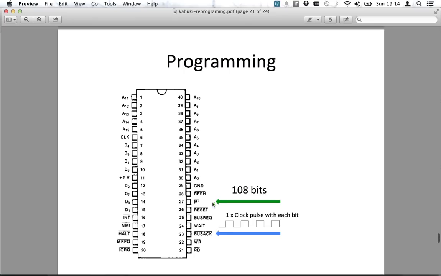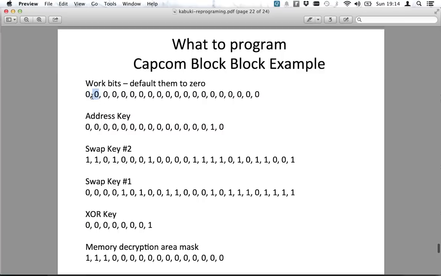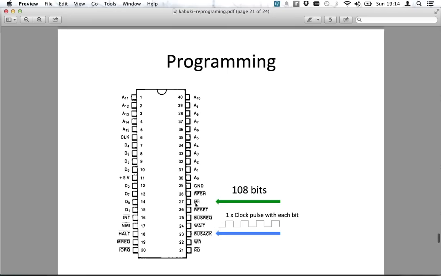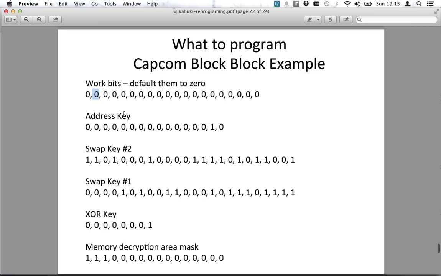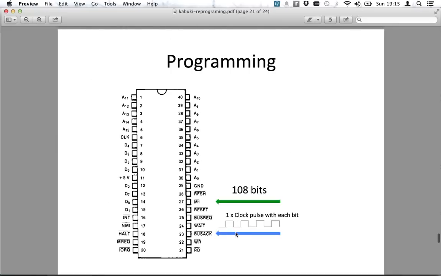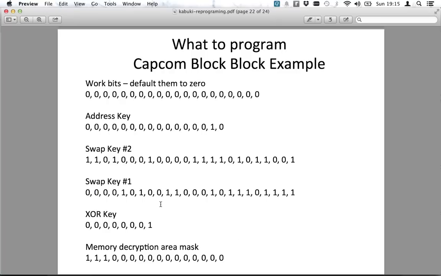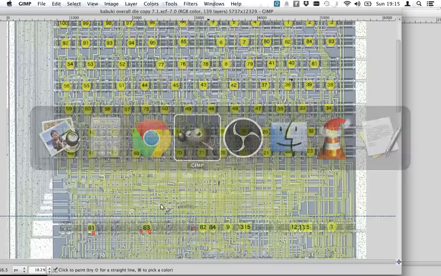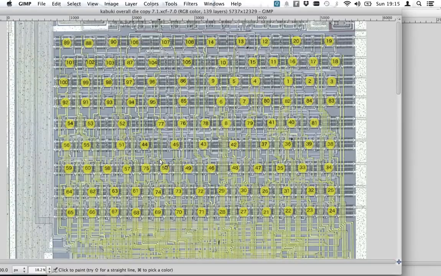So you need to do it in this format. And with every bit that you input, as we did before, you need to do a clock pulse. So you put a zero to begin with, and you do a clock pulse on bus acknowledge. Then another zero, meaning we input a low signal on M1, and we do another clock pulse, all the way like I'm showing you here, top left, bottom right. And you end up with zero again, meaning a low signal and another clock pulse. Once you've done that, you have inputted in a serial way 108 bits into the Kabuki memory up here, and the configuration has been saved.